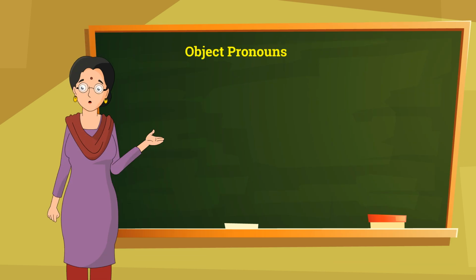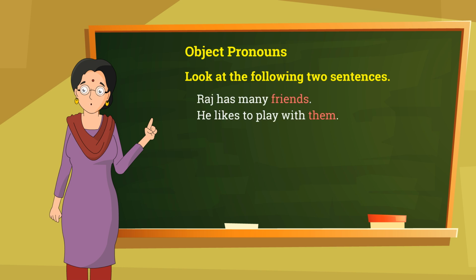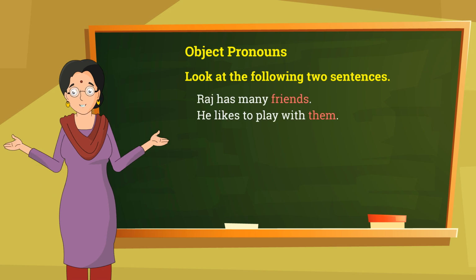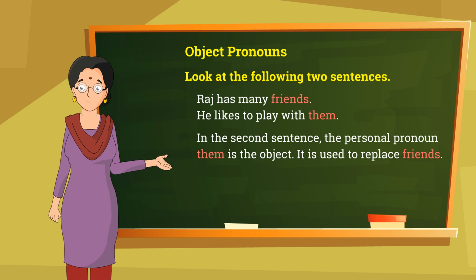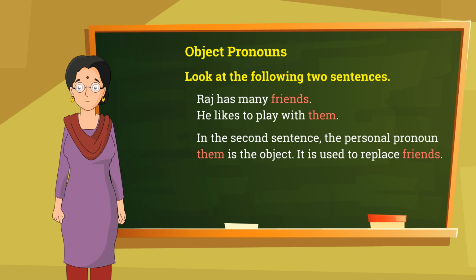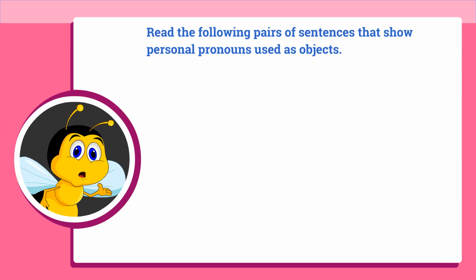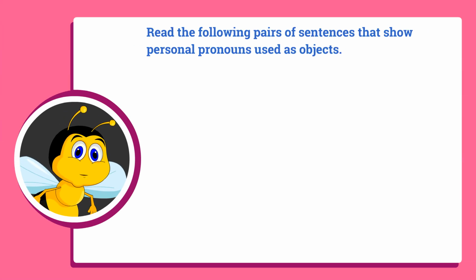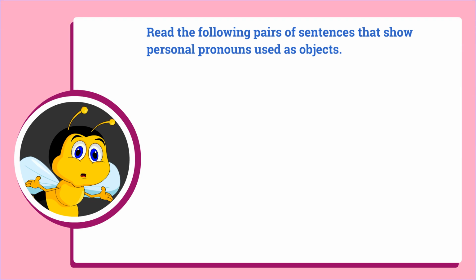Object pronouns. Look at the following two sentences. Raj has many friends. He likes to play with them. In the second sentence, the personal pronoun them is the object. It is used to replace friends. Read the following pairs of sentences that show personal pronouns used as objects.